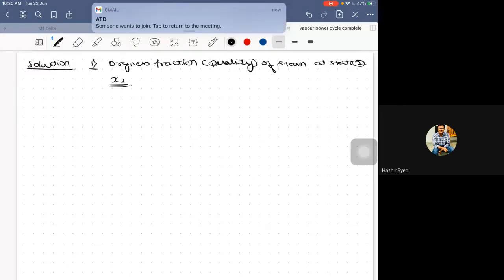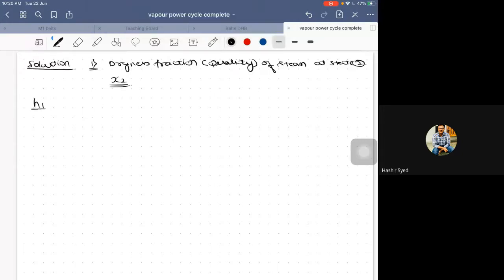How did you do this? For this, first you require the value of a few parameters. First, you might have to calculate the value of h1. So h1 lies in state 1. State 1 lies in which state? Saturated vapor line. It's on the saturated vapor line. So if it is on the saturated vapor line, how are you supposed to calculate the enthalpy?